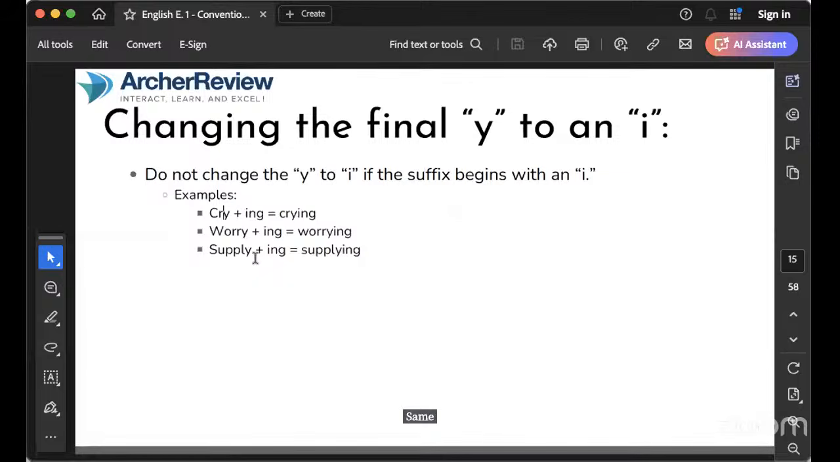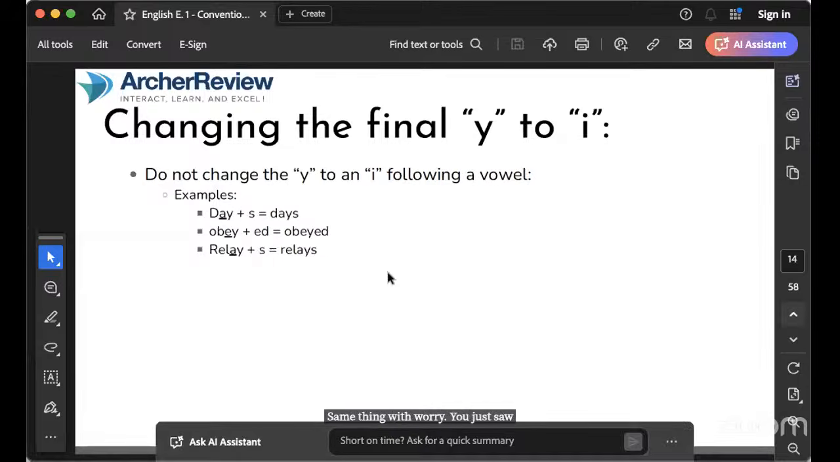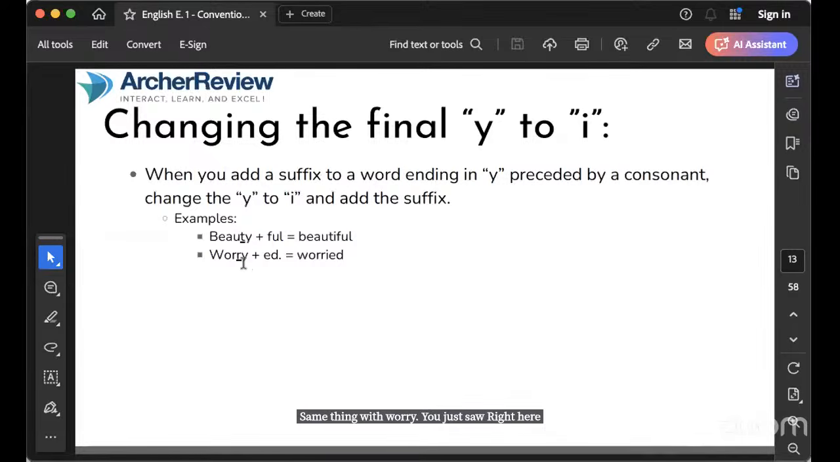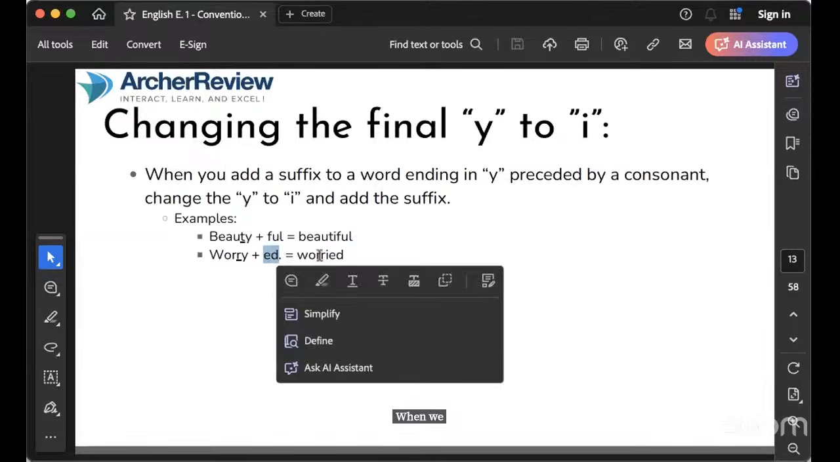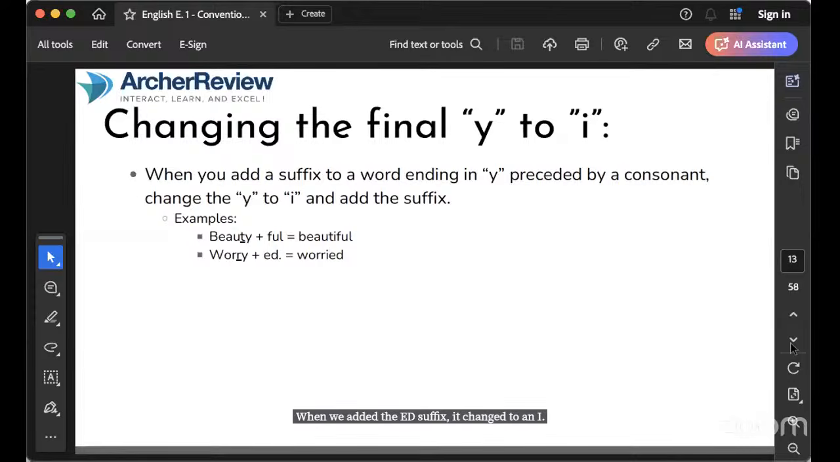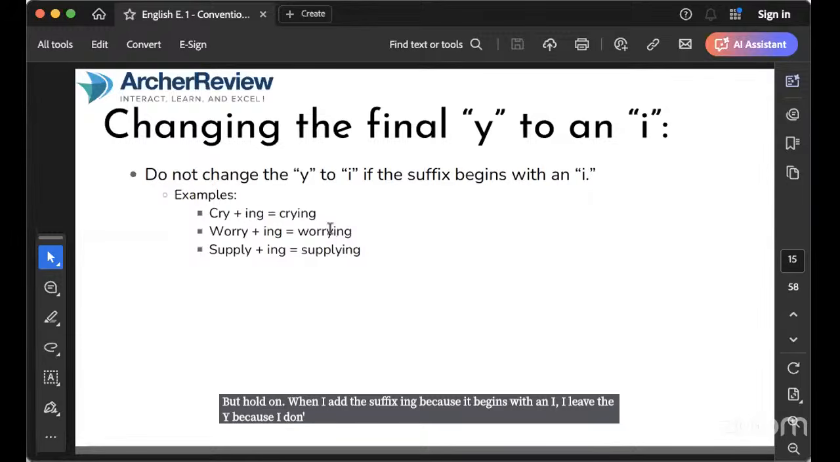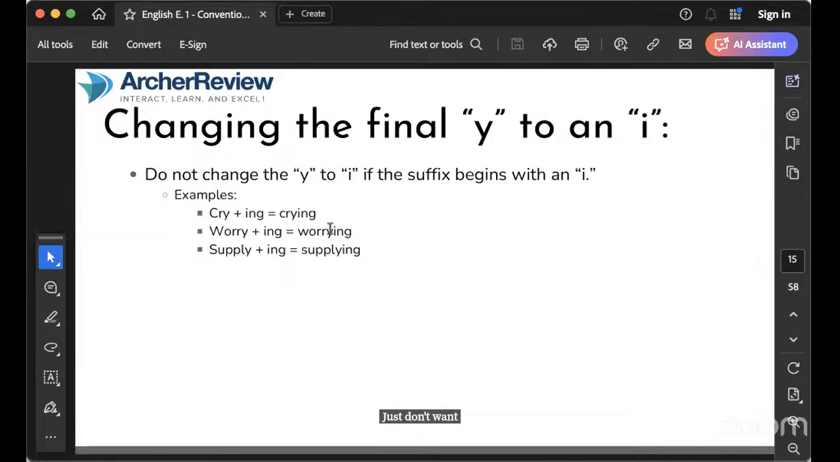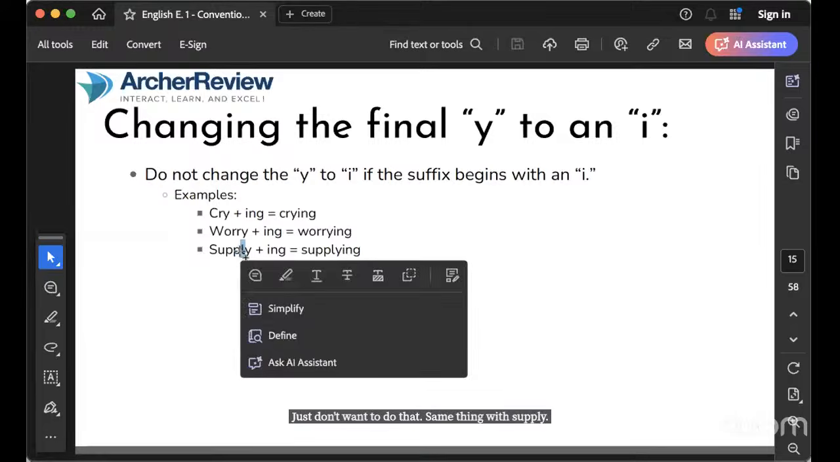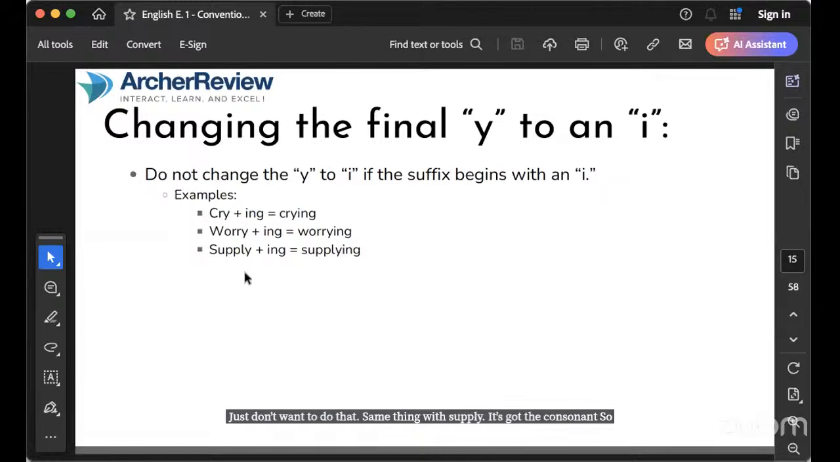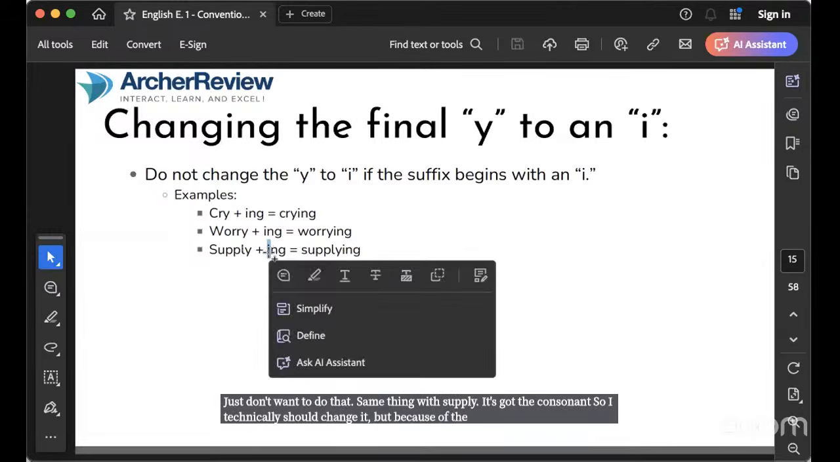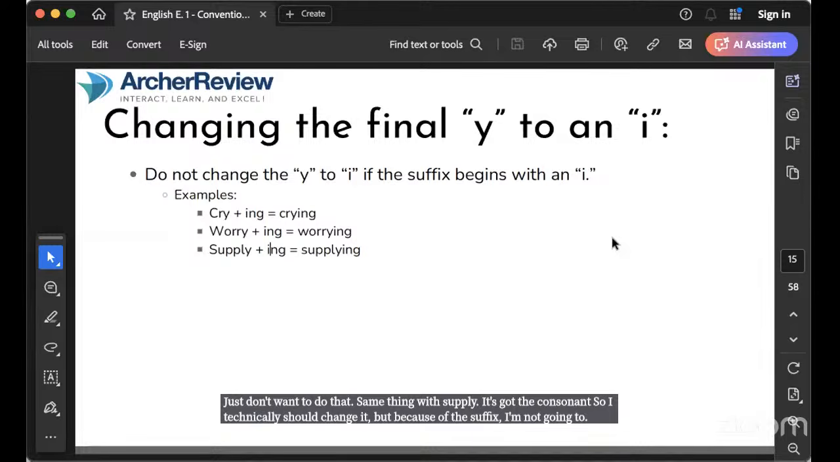Same thing with worry. You just saw right here on this one, when we added the ed suffix, it changed to an I. But hold on. When I add the suffix ing, because it begins with an I, I leave the Y because I don't want to drop the Y, change it to an I, and then have two I's side by side. Just don't want to do that. Same thing with supply. It's got the consonant, so I technically should change it, but because of the suffix, I'm not going to. Okay?